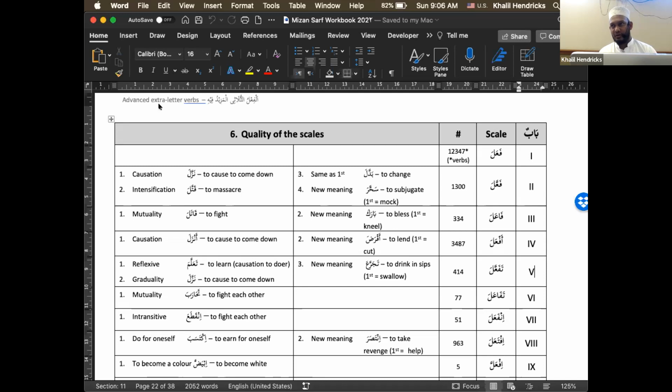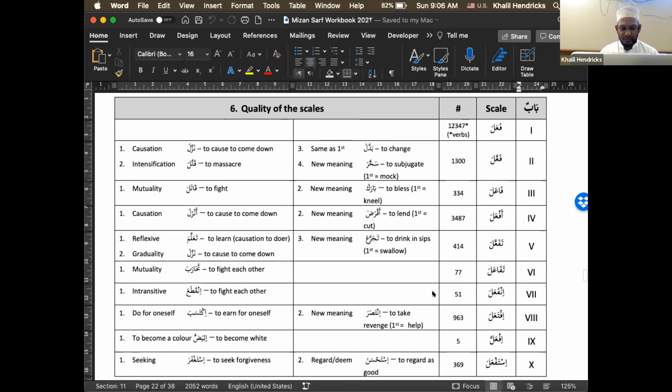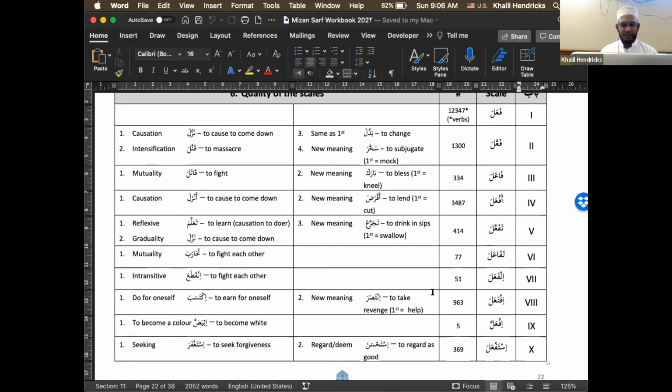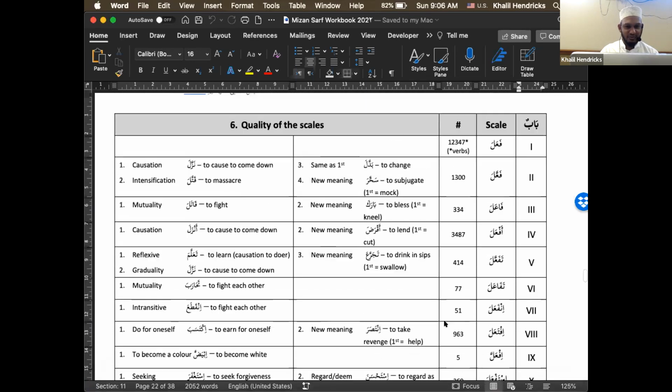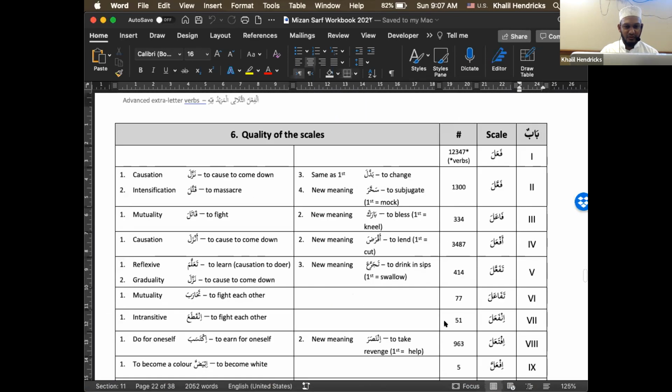The second bab occurs 1,300 times in the Quran in its various forms, making it the second most common bab of the Mazeed Feehi in the Quran. So inshallah we learn it well, because it's the second most common bab in the Quran.